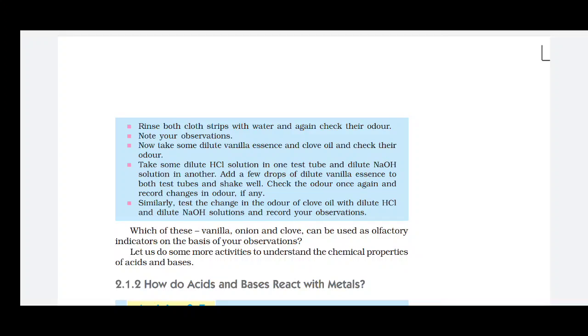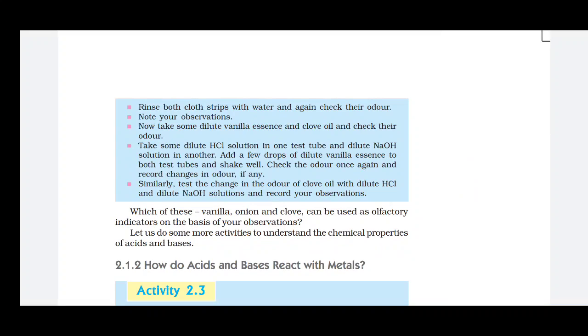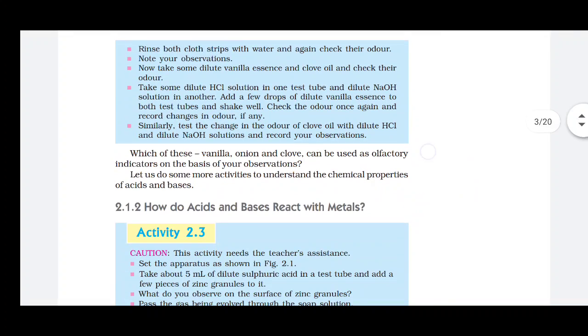Same way, when you wash your hands after using onions, your hands will also have the smell of onion. And when you wash it with soap, which is basic in nature, or detergent, the smell will be removed. That means the base is also behaving here as an olfactory indicator. So olfactory indicators are used to detect whether the substance is acidic or basic on the basis of its smell.